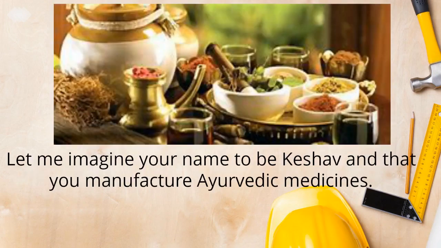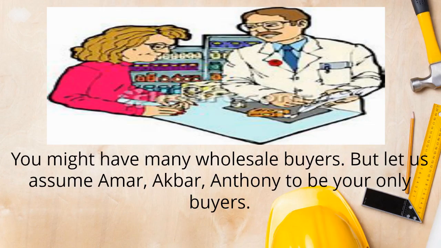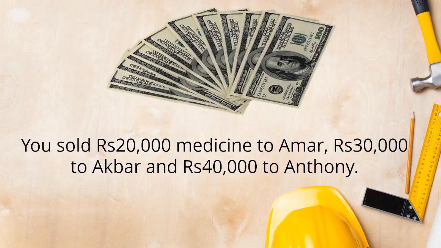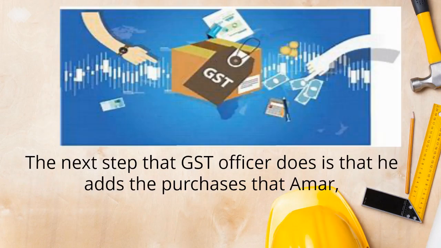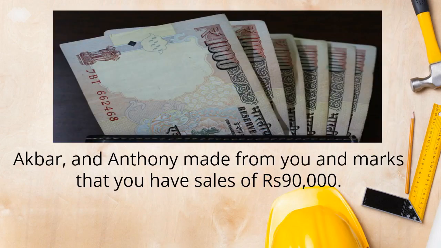Let me imagine your name to be Keshav and that you manufacture Ayurvedic medicines. You might have many wholesale buyers, but let's just assume Amar, Akbar, Anthony to be your only buyers. You sold rupees 20,000 of medicine to Amar, rupees 30,000 to Akbar and rupees 40,000 to Anthony. Amar, Akbar, Anthony submitted their GST return reporting correct purchases that they made from you. The next step the GST officer does is that he adds the purchases that Amar, Akbar and Anthony made from you and marks that you have sales of rupees 90,000.